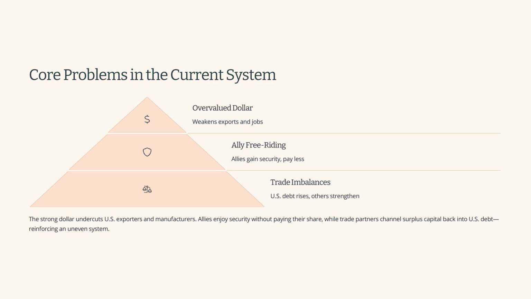The strong dollar undercuts U.S. competitiveness, while allies benefit from U.S. protection without adequate contribution. Trade partners channel surplus capital back into U.S. debt, perpetuating an uneven system that Miran seeks to address.